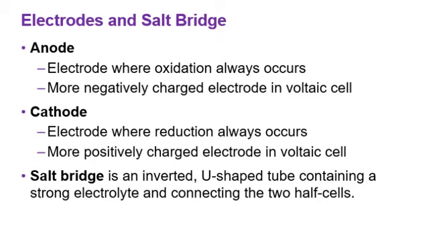A salt bridge is a U-shaped tube filled with a strong electrolyte connecting the two half cells. It completes the circuit by allowing ions to move between compartments, balancing the charge as electrons flow through the wire. This is something that you will get to see in lab. Without a salt bridge, the charge would build up on each half cell and stop the reaction. The salt bridge ensures that the flow of electrons can continue.